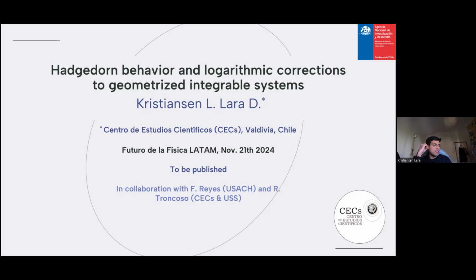So, as Lucas was saying, the title of this work is Hagedorn Behavior and Logarithmic Corrections to Geometrized Integrable Systems. My name is Kristiansen Lara, and this work is going to be published soon, and it's been done in collaboration with Francisco Reyes, the PhD student of Miguel Pino at Universidad de Santiago de Chile, and Ricardo Troncoso from Centro de Estudios Científicos and Universidad San Sebastián.